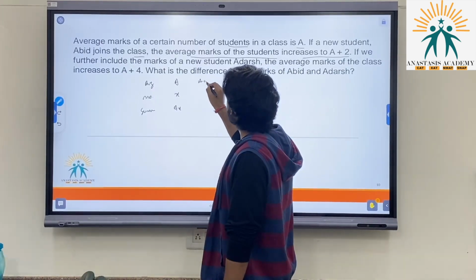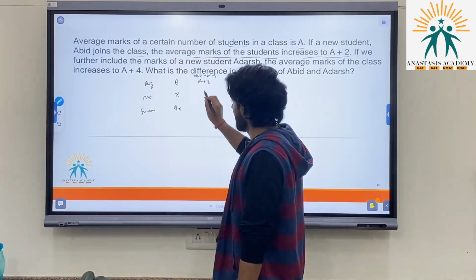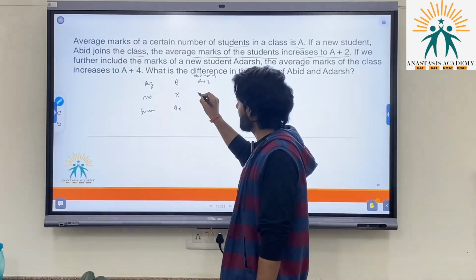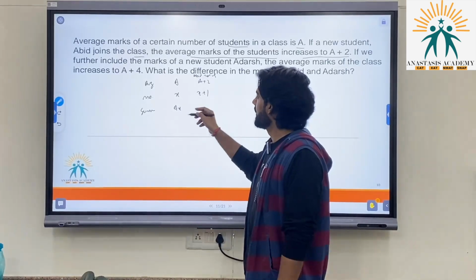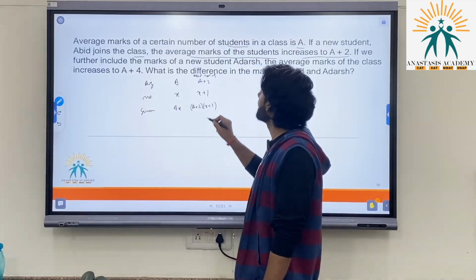Next case, when Arvind joins, the average increases to A plus 2 and the number of students increases by 1. So the sum becomes (A plus 2) into (X plus 1).